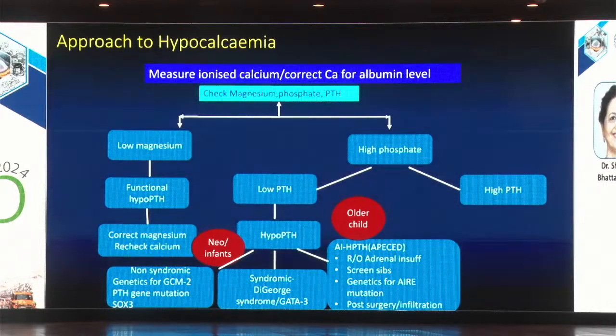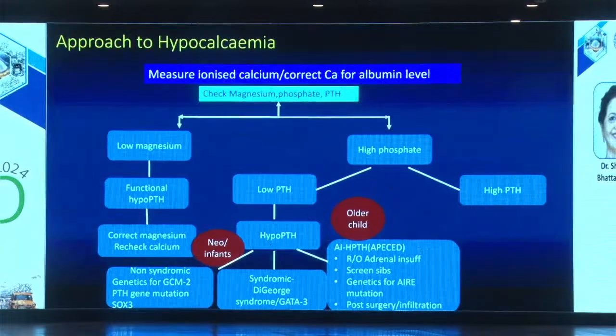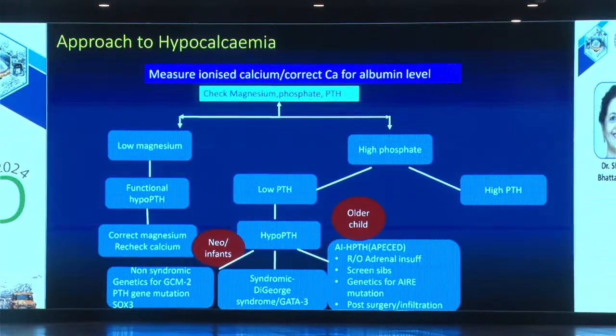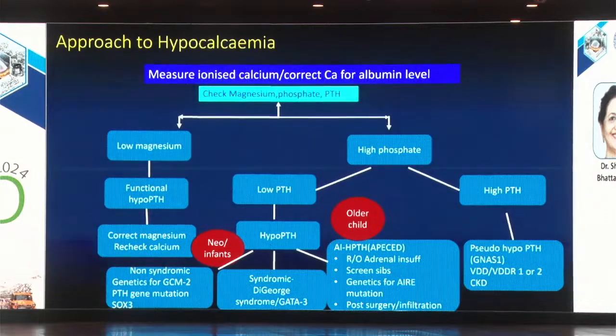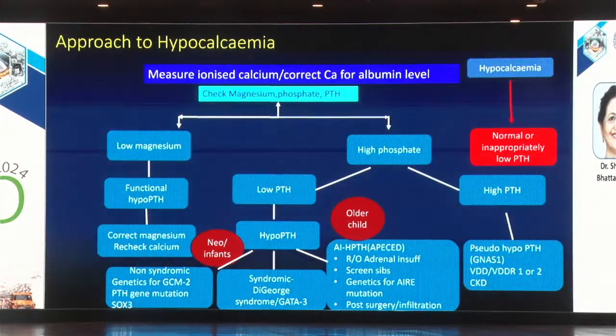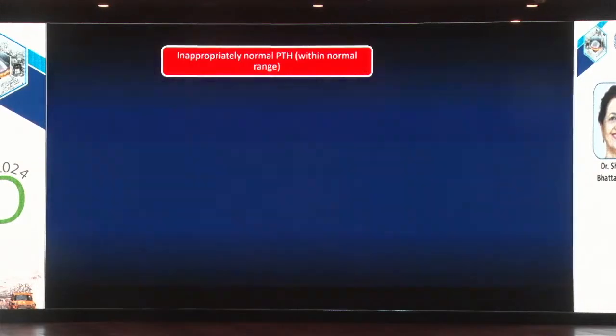And sometimes you can get older children with hypoparathyroidism if it is post-surgical, or infiltration due to either tuberculosis, sarcoidosis, or hemochromatosis. If you have high PTH, then you think of pseudo-hypoparathyroidism, where it can be because of a GNAS mutation or vitamin D defects or kidney disease.